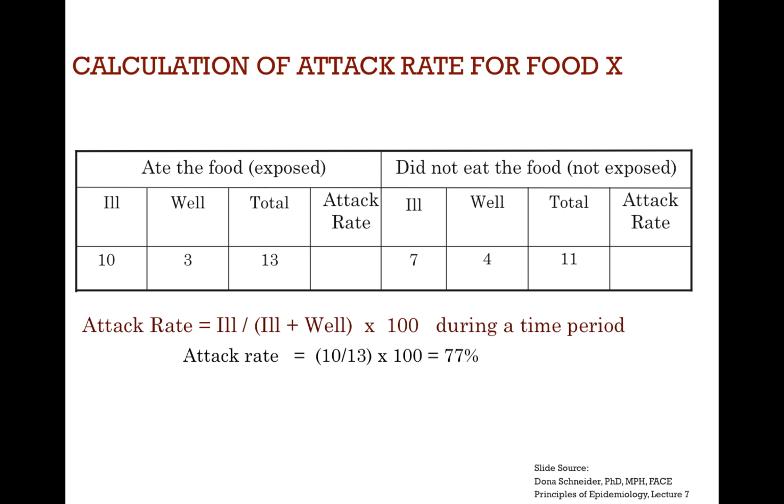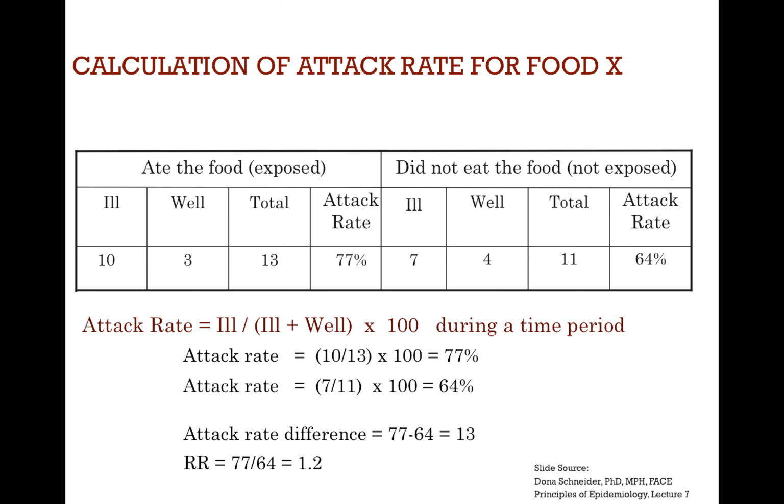So the attack rate for people who ate the food was 10 out of 13, or 77%. The attack rate for people who did not eat the food was 7 divided by 11, or 64%. Now you look at those and you go, well, a lot of people in each group got sick. I mean, is there really a difference between 77 and 64? There are two ways to determine this. One, you can look at the attack rate difference, sort of just, is there a difference in those groups? So 77 minus 64, there's a 13% difference. It looks like that's an increased risk.